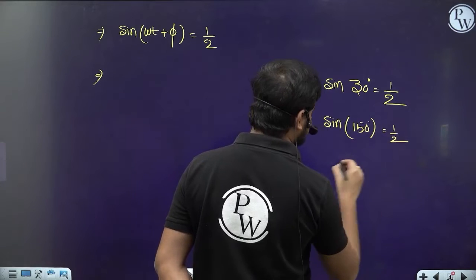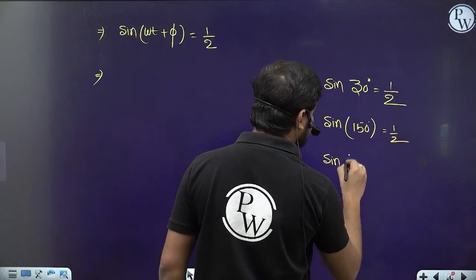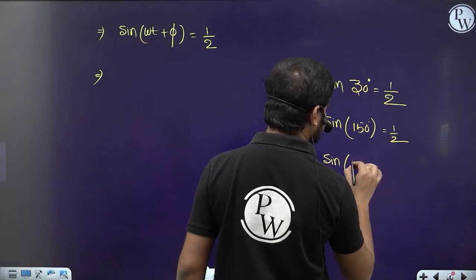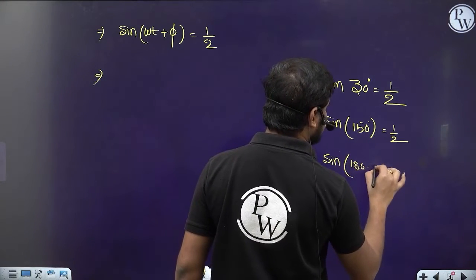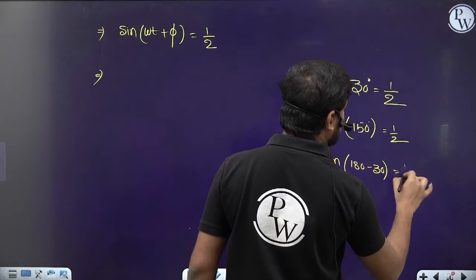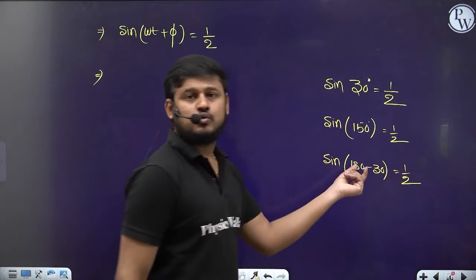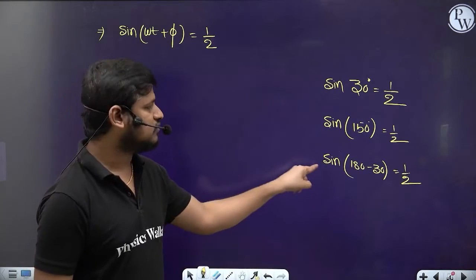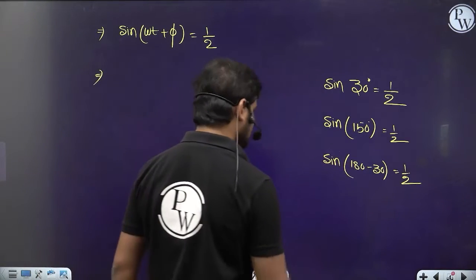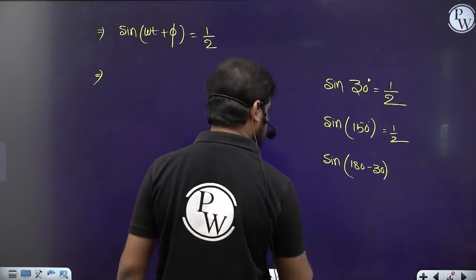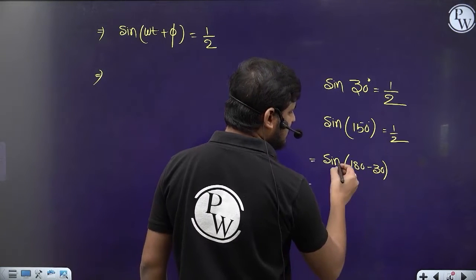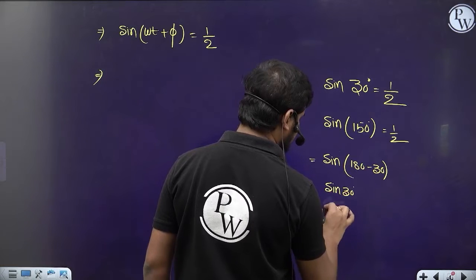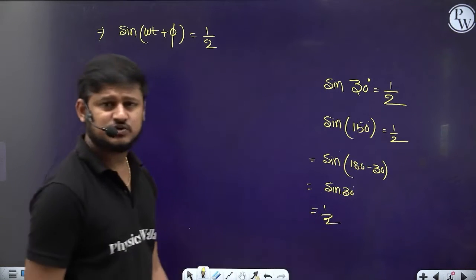How, sir? In the basic maths you learned, what does 150 mean? I can write it as 180 minus 30. So sine of 180 minus theta. 180 minus theta lies in which quadrant? Second quadrant, and in the second quadrant sine is positive. So I can write sine 30, it will be plus sine 30. What is the sine 30 value? Again 1 by 2. Understood the simple logic?